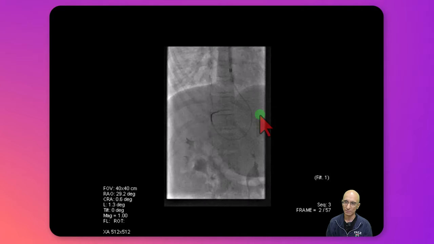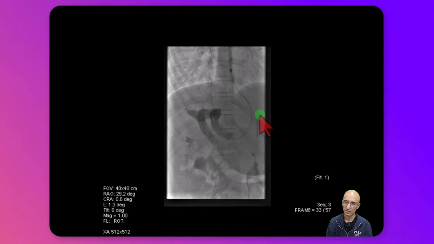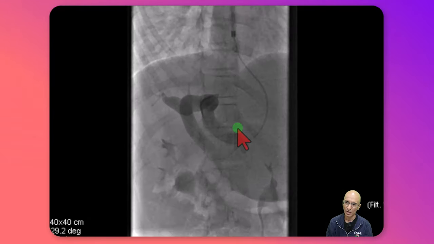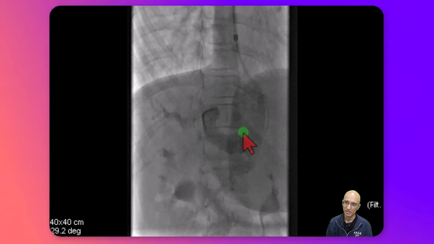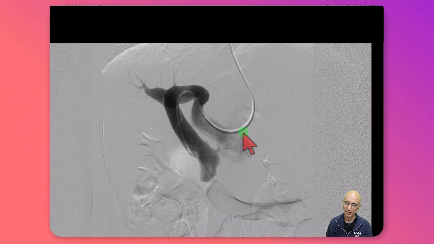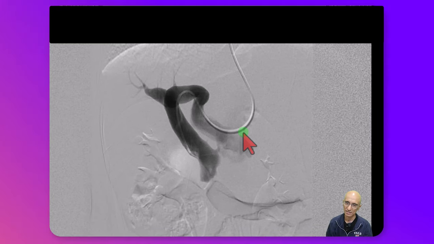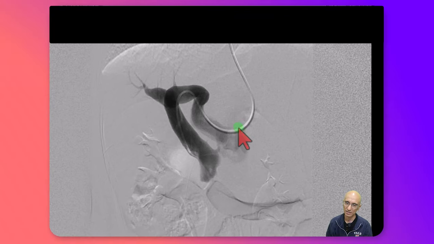So on the venogram images, as you can see, the contrast is being injected through the IVC. You can clearly identify abnormal communication between the left portal vein extending into IVC. So you can clearly see on this digital subtraction images, the catheter is coming from the right atrium, IVC, going into this abnormal channel, which joins the left portal vein.